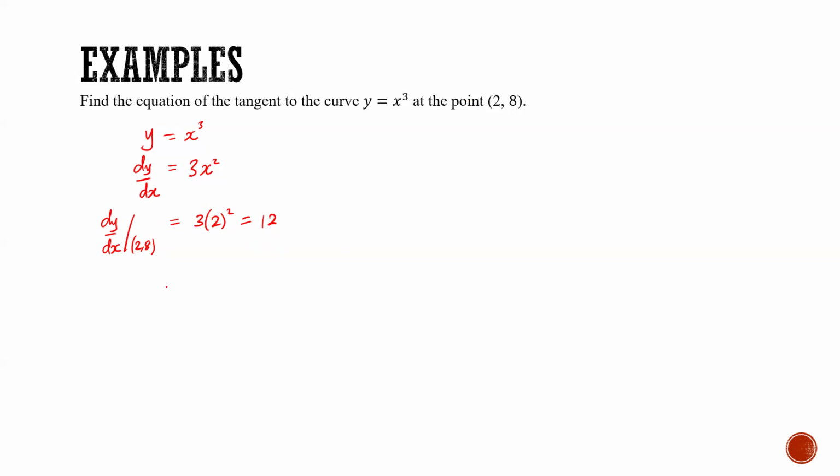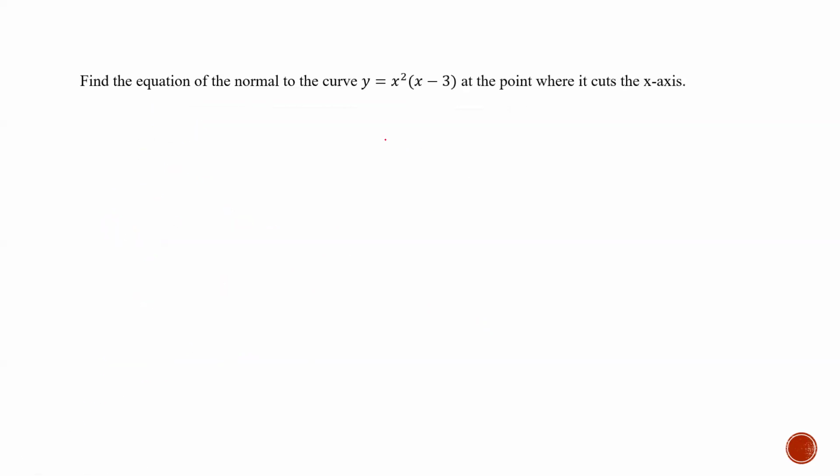And so we can get the equation of that tangent because we know that the point (2, 8) lies on the tangent. So we could use y minus 8 over x minus 2 is equal to 12 to get the equation of the tangent. And this gives us y is equal to 12x minus 16, or you could write it as 12x minus y minus 16 is equal to 0. That's how we get the equation of the tangent to the curve.